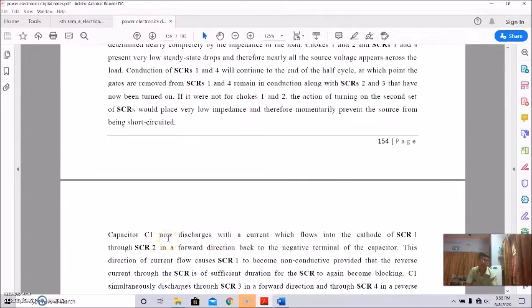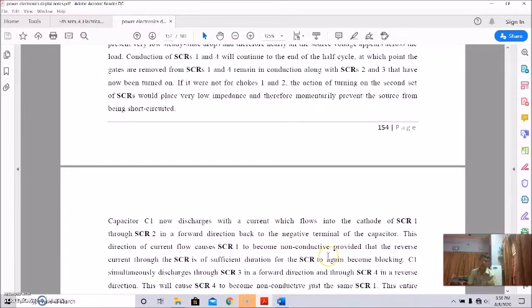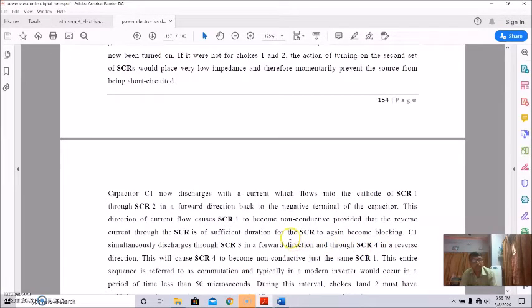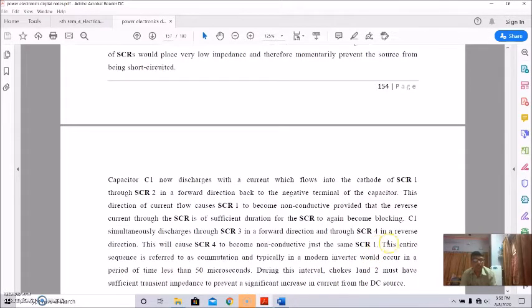Capacitor C1 now discharges with a current which flows into the cathode of SCR1 through SCR2 in the forward direction, back to the negative terminal of the capacitor, and this direction of current flow causes SCR1 to become non-conductive, provided that the reverse current through the SCR is of sufficient duration for the SCR to again become blocking. C1 simultaneously discharges through SCR3 in the forward direction and through SCR4 in the reverse direction, and this will cause SCR4 to become non-conductive, just the same as SCR1.